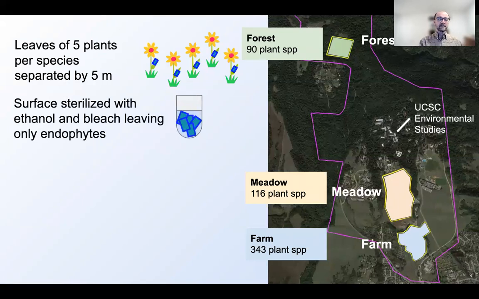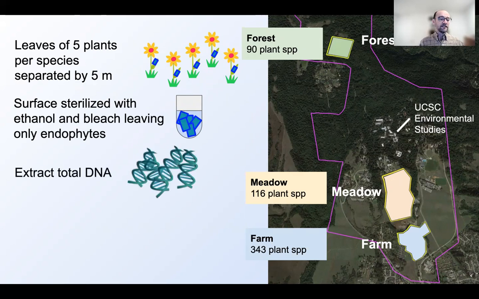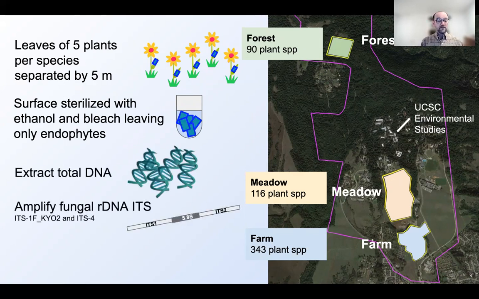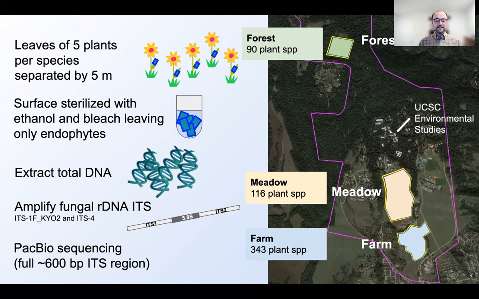We surface sterilized those leaf pieces with ethanol and bleach so that we would only study those inside the leaves, extracted the total DNA and amplified the fungal ITS region, and then used PacBio sequencing to get the full 600 base pair ITS region for all of the fungi living inside the leaves of all of those different plant species.